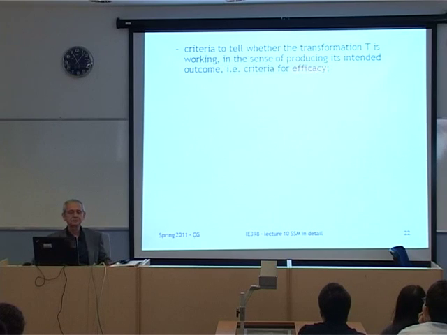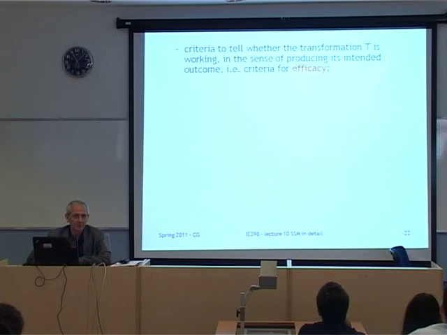The answer is here. The criteria that we are going to use are already what we know, the 3 E's. Actually, these can be extended to 5 E's. Criteria to tell whether the transformation T is working in the sense of producing its intended outcome. Is the transformation working? Is it transforming the input into the output as we expect it to do? Is it capable of doing that? That's the efficacy criteria. Efficacy, as you know, means is it working?